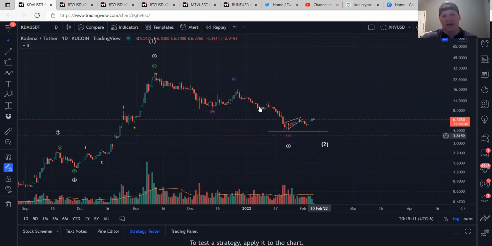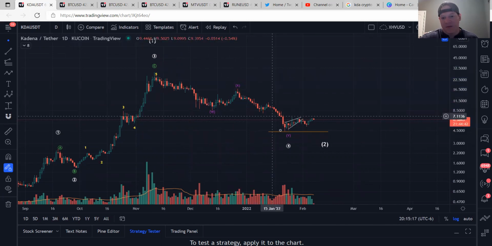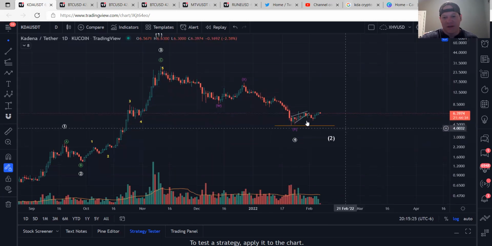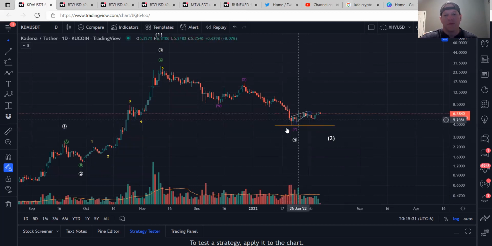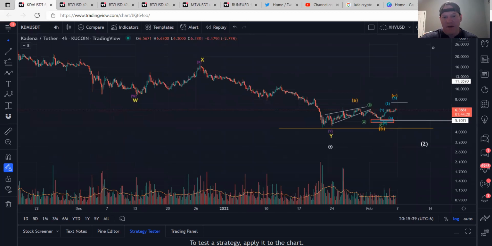So currently on the micro, this is a perfect, from a fib standpoint, WXY, W equals Y in this case, 1 to 1. And this orange line happens to be the 618 retracement level as well. So I've got a lot of confirmation that the bottom could potentially be in here. And if it is, let's hop into how I'm seeing this.